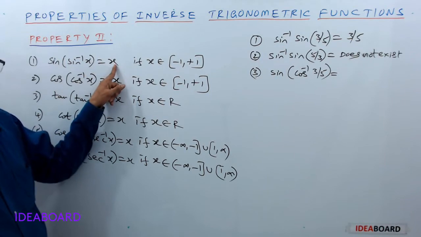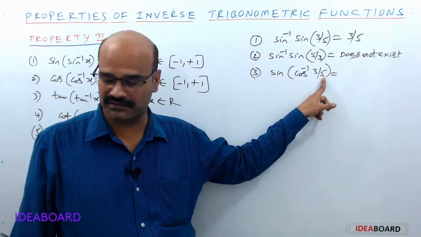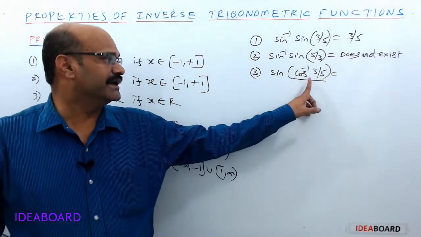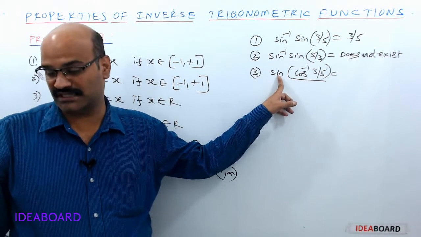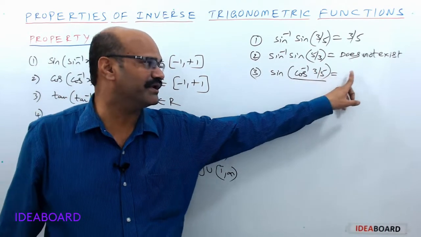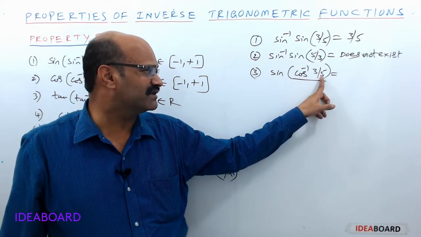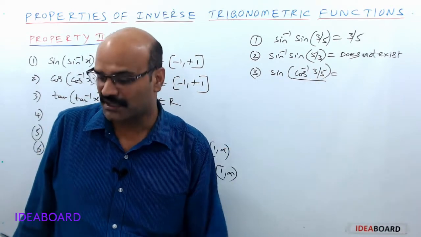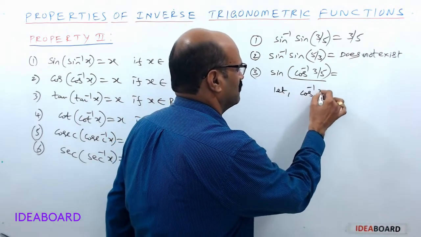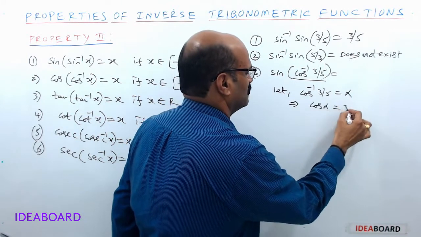Sine of sine inverse of x equal to x, but here we have sine of cos inverse of 3 by 5. So we should write cos inverse of 3 by 5 in terms of sine inverse. Since we have sine of sine inverse of x equal to x, we have to convert cos inverse of 3 by 5 in terms of sine inverse. For that we let cos inverse of 3 by 5 equal to alpha. It implies cos alpha equal to 3 by 5.